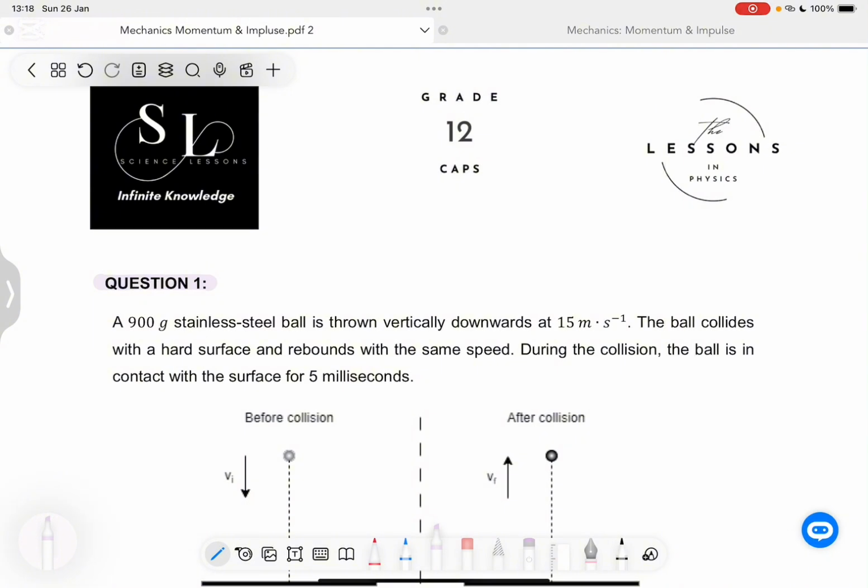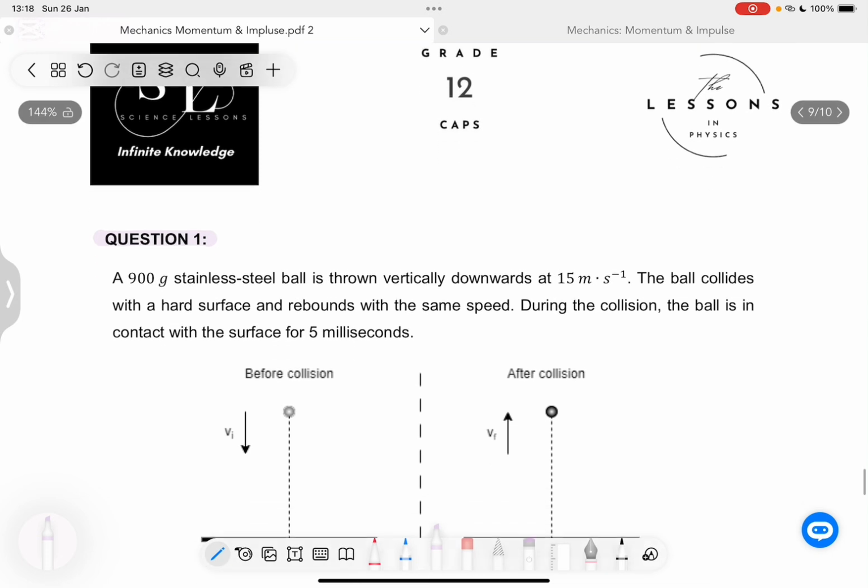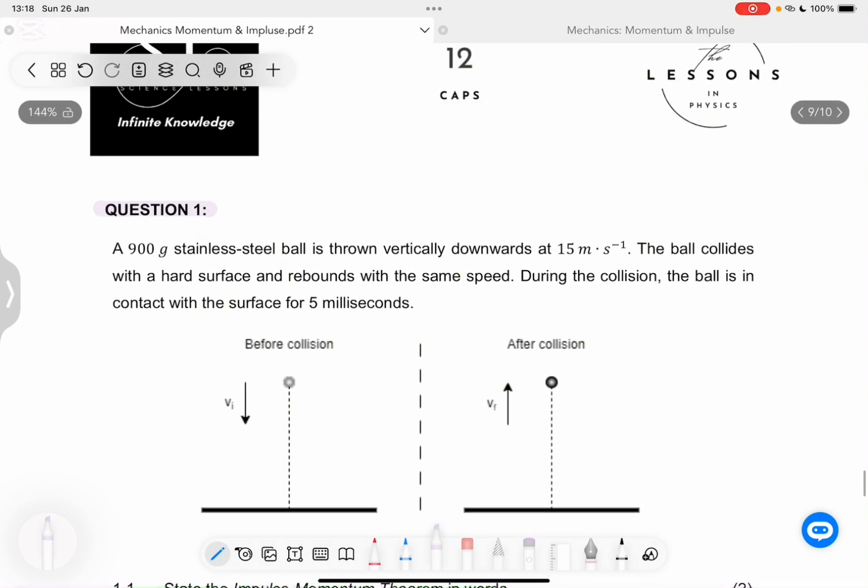Question 1 follows directly from our lesson of impulse momentum theorem. The question reads as follows. A 900-gram stainless steel ball is thrown vertically downwards at 15 meters per second. The ball collides with a hard surface and rebounds with the same speed. During the collision, the ball is in contact with the surface for 5 milliseconds.